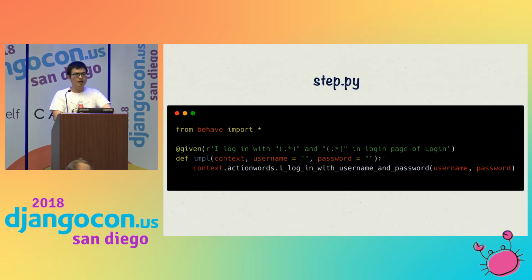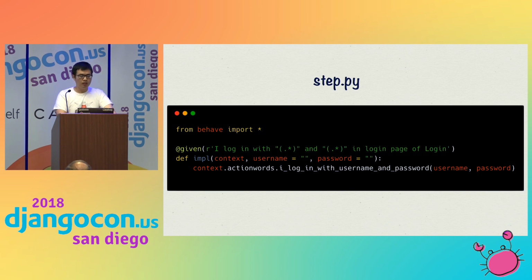And now here's step.py. This is where you are going to match your action words with your step definition. That means actually BDD has no syntax meaning, it will just execute all those steps in order. So you just have to find a matching between your action words and your steps. So it's a mapping file.